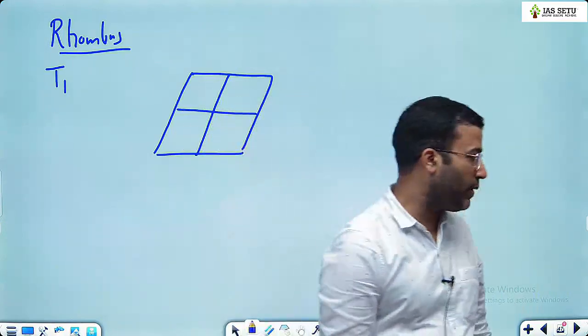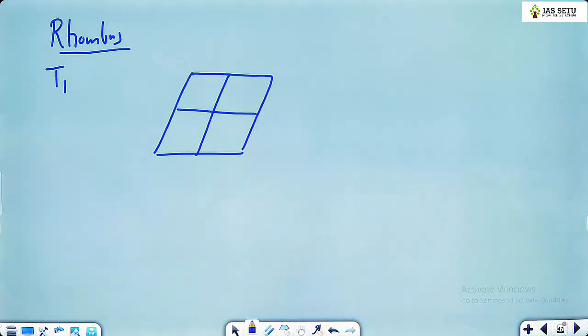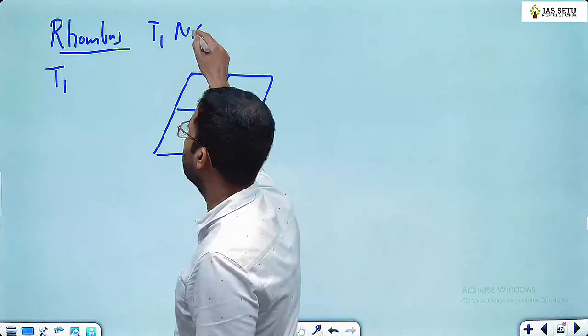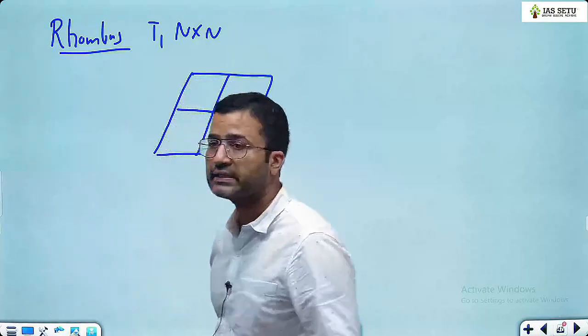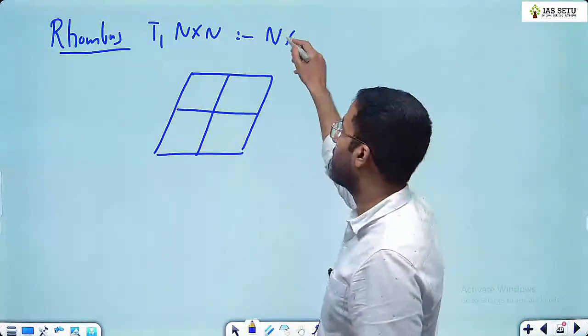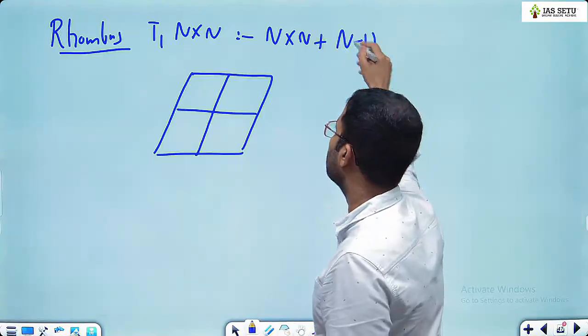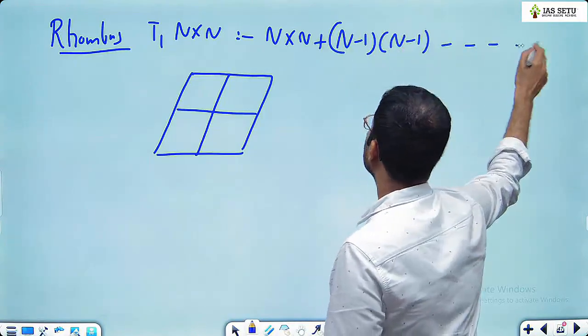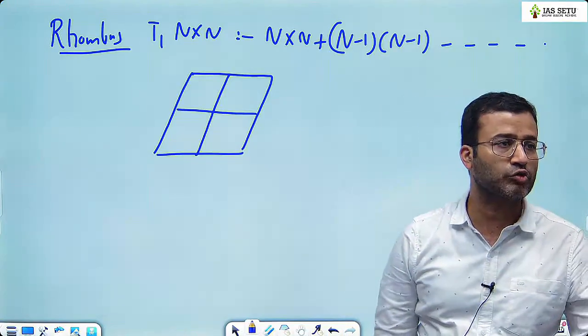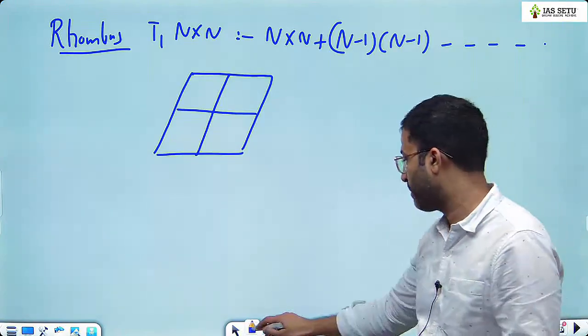Type 1 is a 2 by 2 figure, 3 by 3 figure, 4 by 4 figure, 5 by 5 figure, or it is an n by n figure. I write here type 1, n by n figure. The idea is that the thing we have learned for square is applicable. So our formula will be n into n plus n minus 1 into n minus 1 and so on. The same thing which we have learned for square is applicable for rhombus.